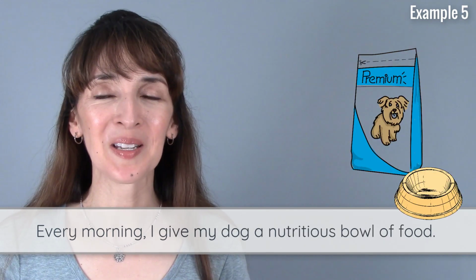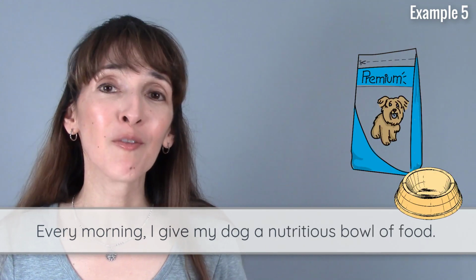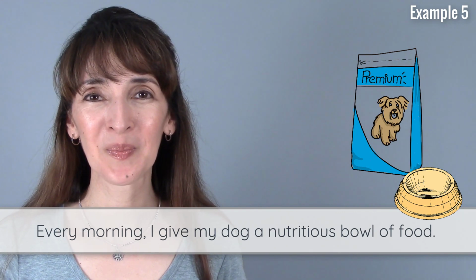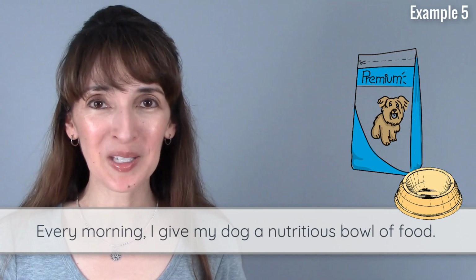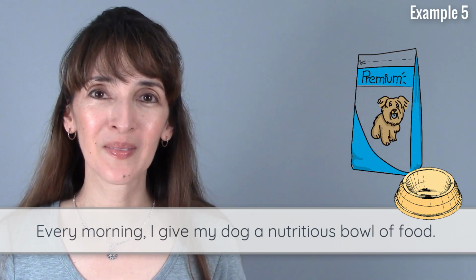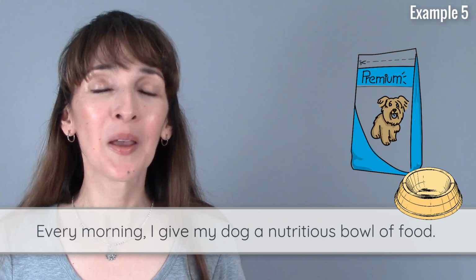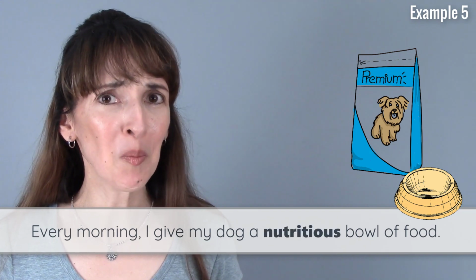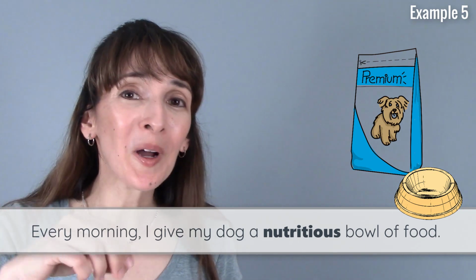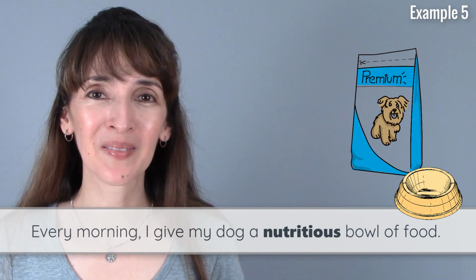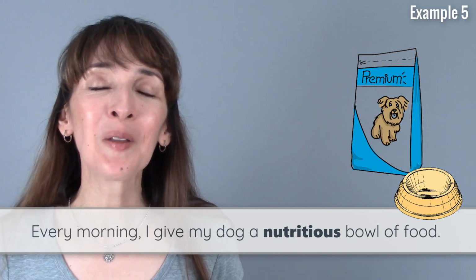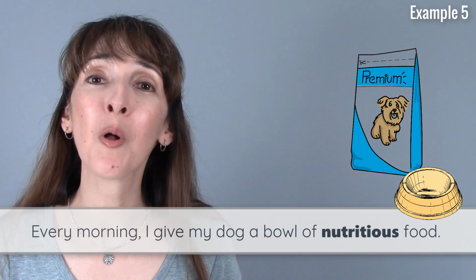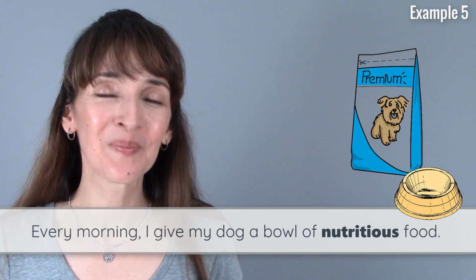Here's a similar sentence. Every morning, I give my dog a nutritious bowl of food. Where is the misplaced modifier? What exactly is nutritious? The bowl, the metal bowl, or what is inside the bowl? Wouldn't it be more logical to say, every morning I give my dog a bowl of nutritious food?